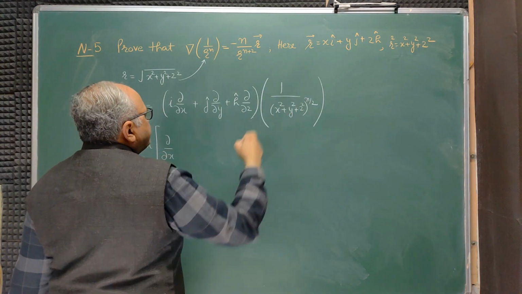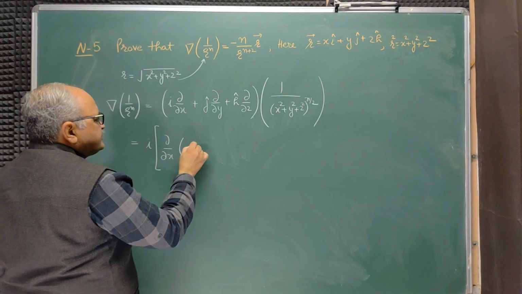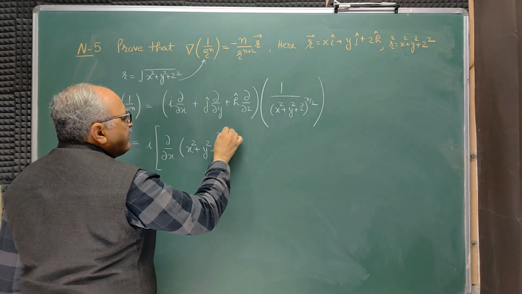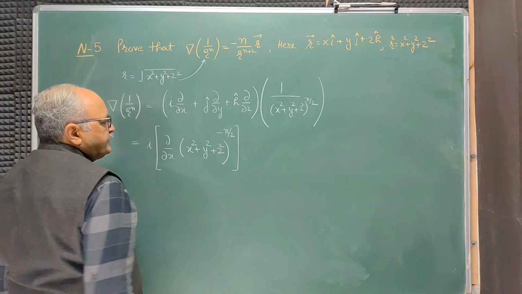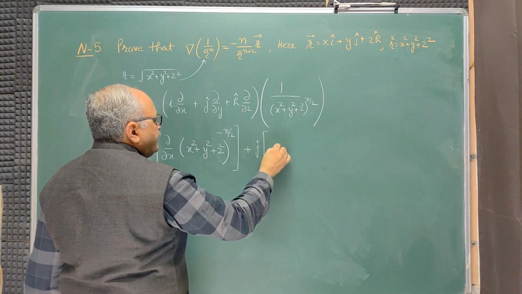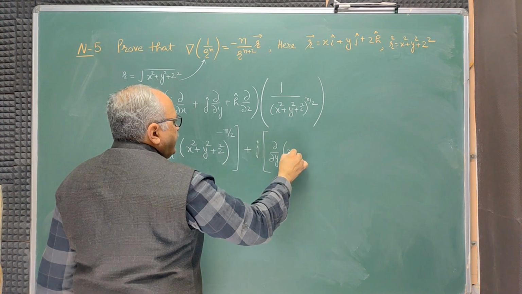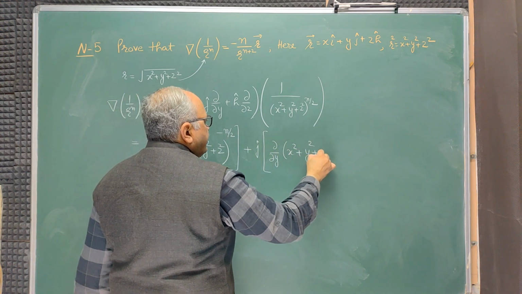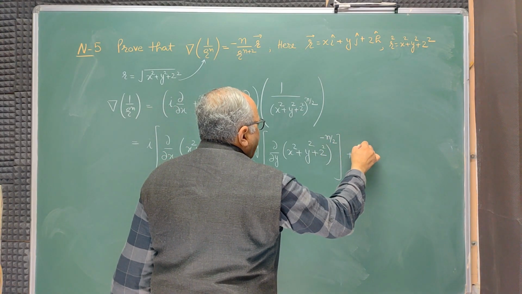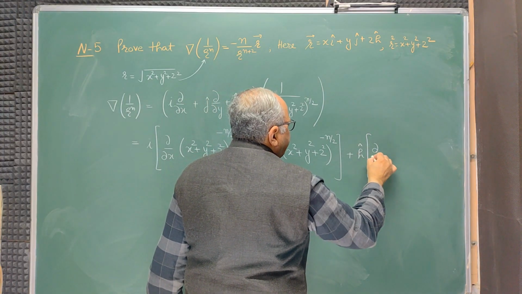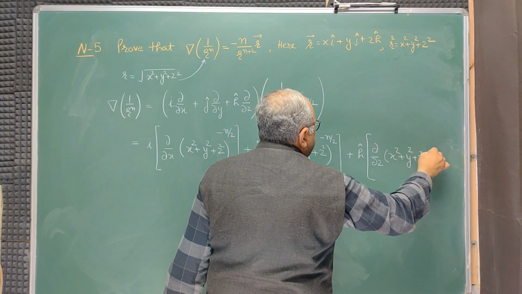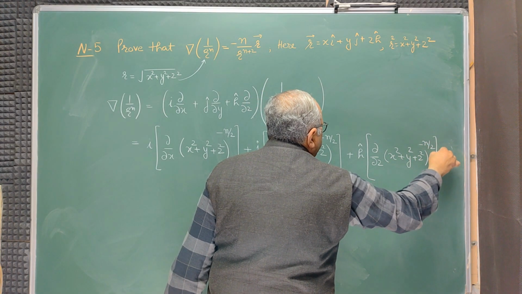Take it on the numerator, that will be helpful. This is (x² + y² + z²) to the power minus n/2. And the same you can do with j cap ∂/∂y of (x² + y² + z²) to the power minus n/2, plus k cap ∂/∂z of (x² + y² + z²) to the power minus n/2.